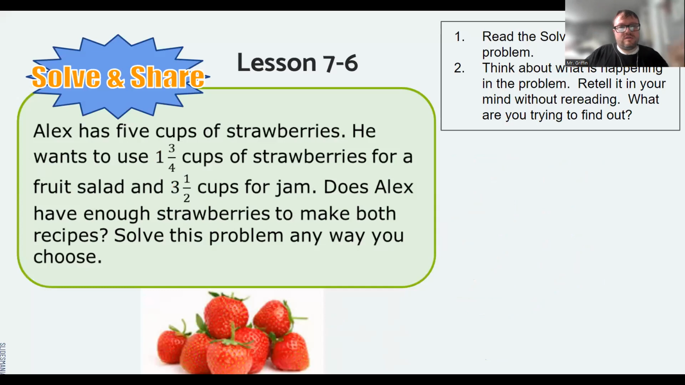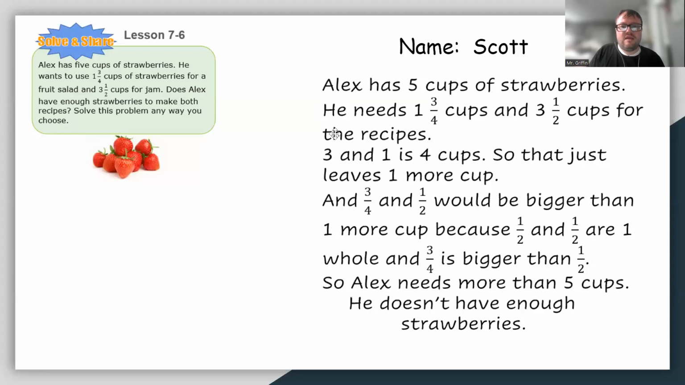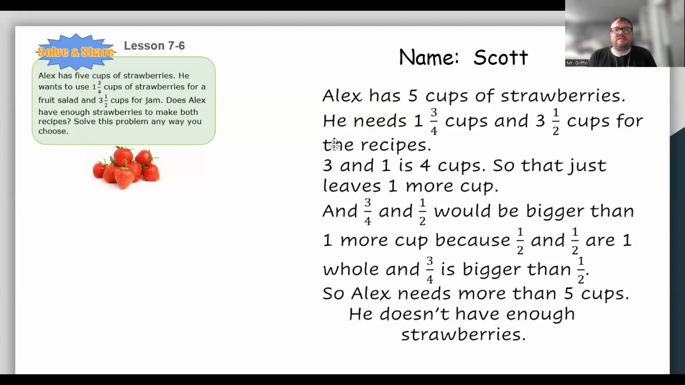All right, I'm going to go to the next screen, which walks you through what this kid Scott said. Okay, Alex has 5 cups of strawberries. He needs 1 3/4 cups and 3.5 cups for the recipes. 3 and 1 is 4, and that's what I showed earlier with the visual. That just leaves 1 more cup. And 3/4 plus 1/2 will be bigger than 1 more cup because 1/2 plus 1/2 is 1 whole, and 3/4 is bigger than 1/2. So Alex needs more than 5 cups.